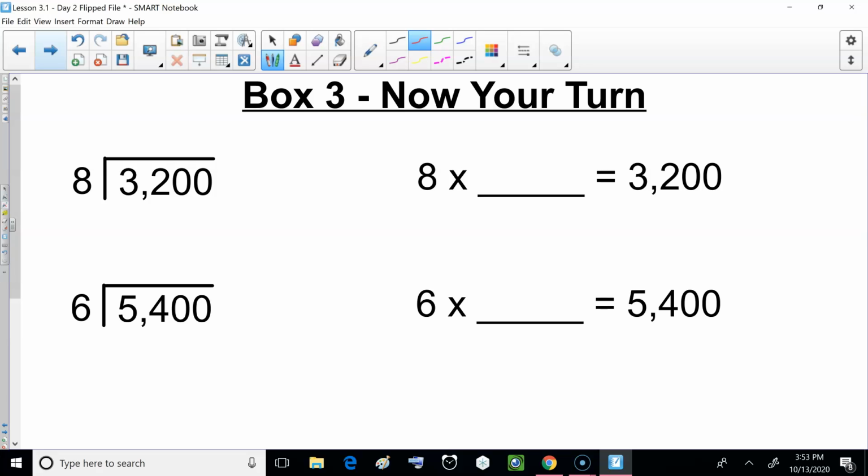Here's some more problems to do. Now we get into a little bigger numbers. 3,200 divided by 8 and 5,400 divided by 6. See how those numbers relate to multiplication problems. How you go forwards and back from one to another. So pause the video right now and give them your best shot.